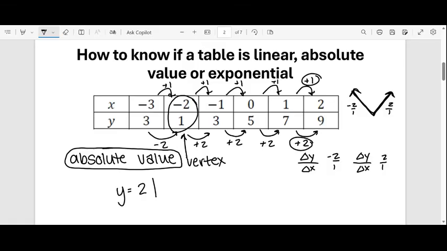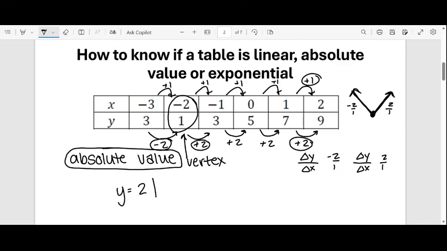And remember, the vertex is like the bottom or maybe the top of your graph in some cases. In this case, it would be the bottom. That's where it changes from our negative slope to our positive slope. That is the only point where it changes from a negative slope to a positive slope. So it has to be what we use in the equation.